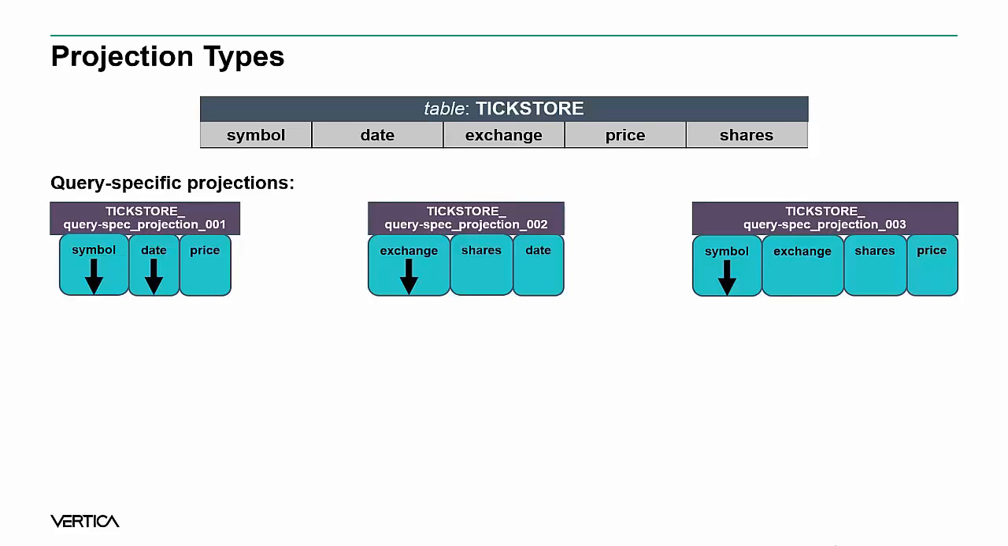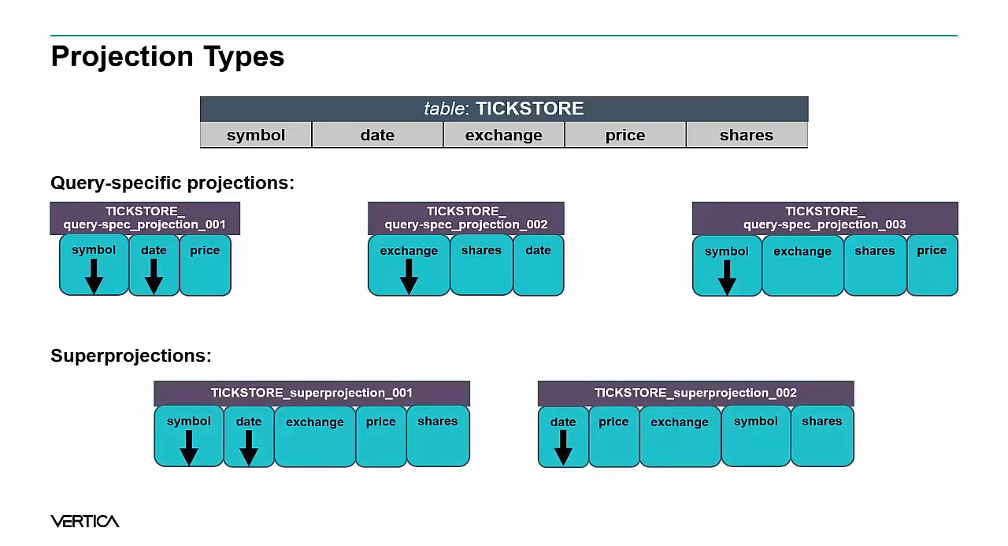But what if you need to run an ad hoc query? For each table, Vertica also creates at least one super projection. Super projections contain every column in the table, and each of them can sort the information differently based on the types of ad hoc queries you expect.